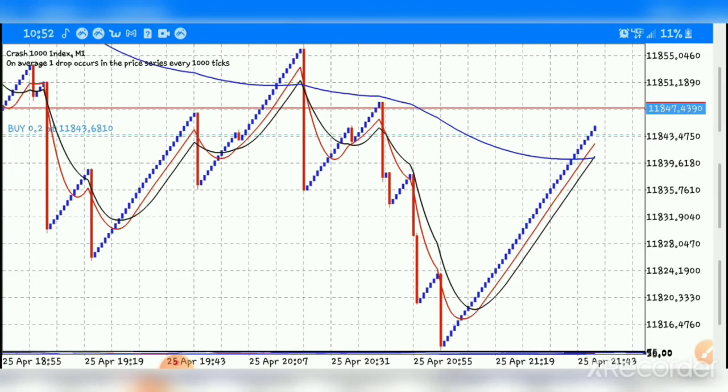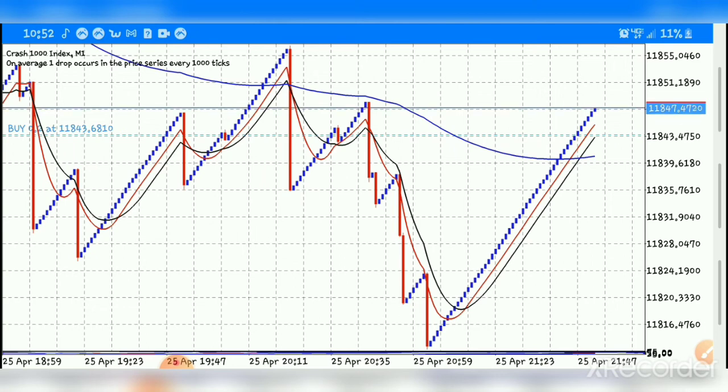Let me check the trade I entered the last time. Okay, it's still going, but there will soon be a spike. I want a spike to catch me so that you can understand what I'm really saying. Let's just wait. A spike will soon occur.